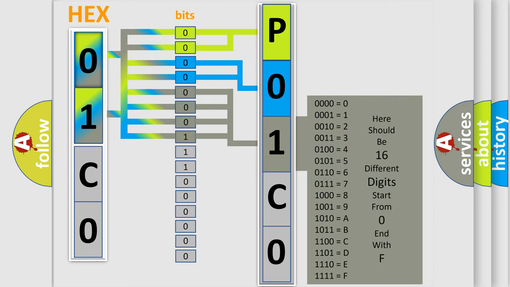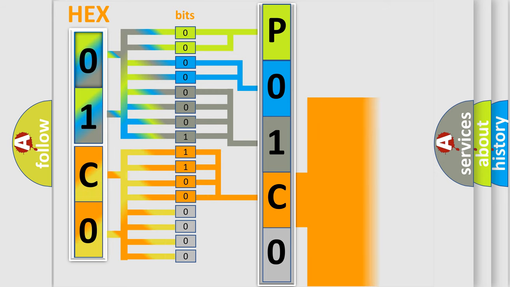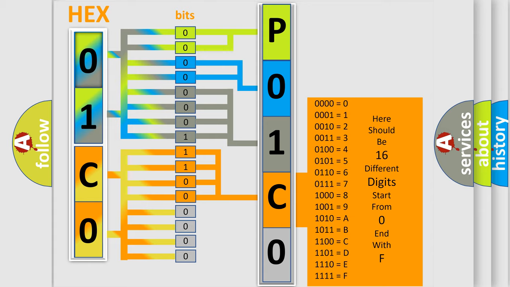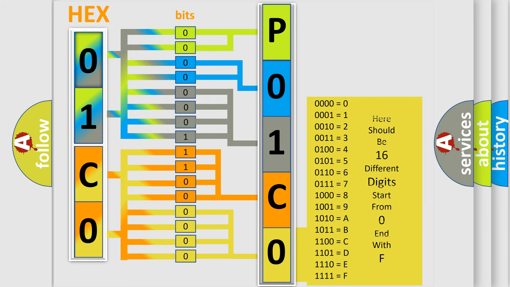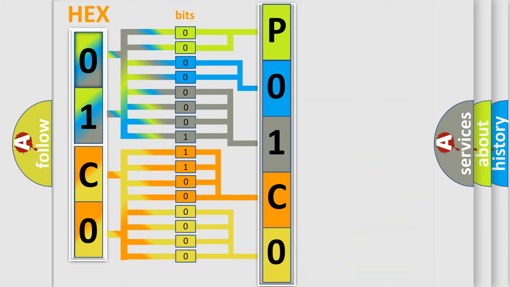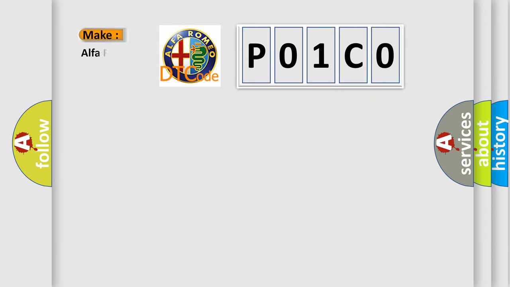The second byte is composed of a combination of 8 bits. The first 4 bits determine the fourth character of the code, and the combination of the last 4 bits defines the fifth character. A single byte conceals 256 possible combinations. We now know in what way the diagnostic tool translates the received information into a more comprehensible format. The number itself does not make sense to us if we cannot assign information to what it actually expresses. So, what does the Diagnostic Trouble Code P01C0 interpret specifically for Alfa-Romeo?